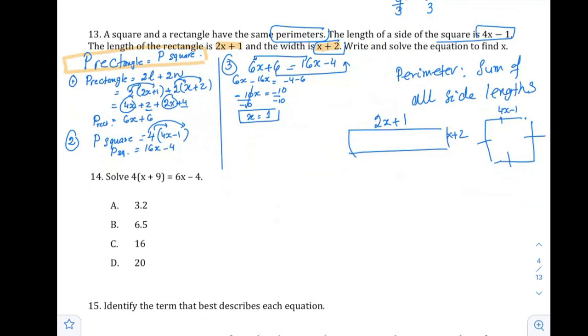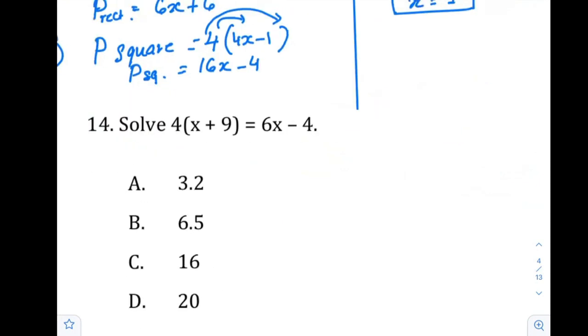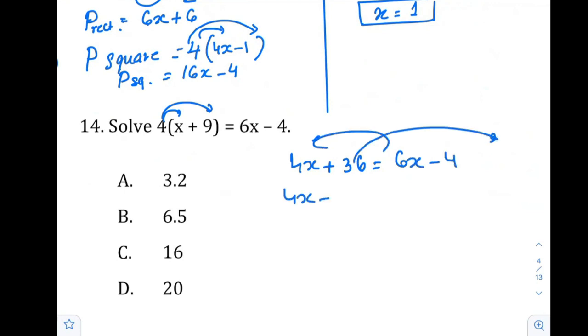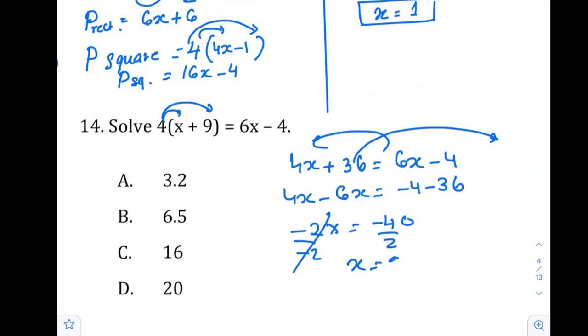Question 14. Solve the following equation. It's a very simple equation. Start by distributing. Combine like terms. So negative 2x is negative 40. Divide by negative 2. That means x is 20.